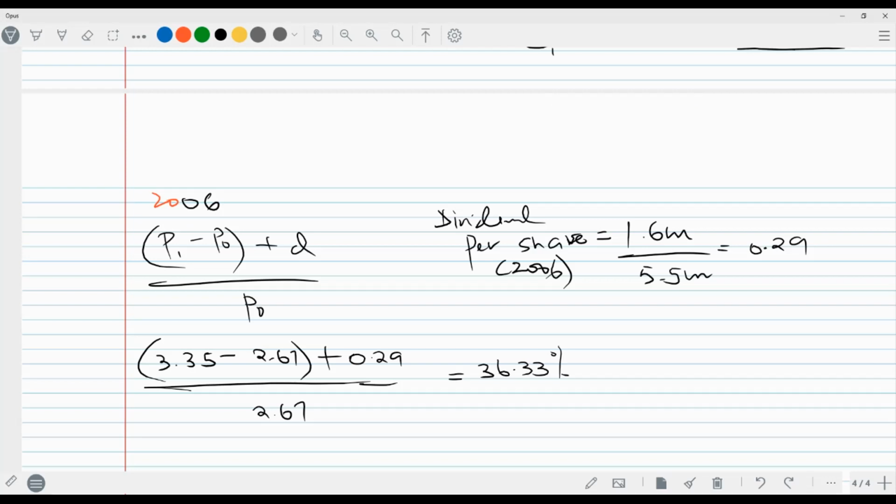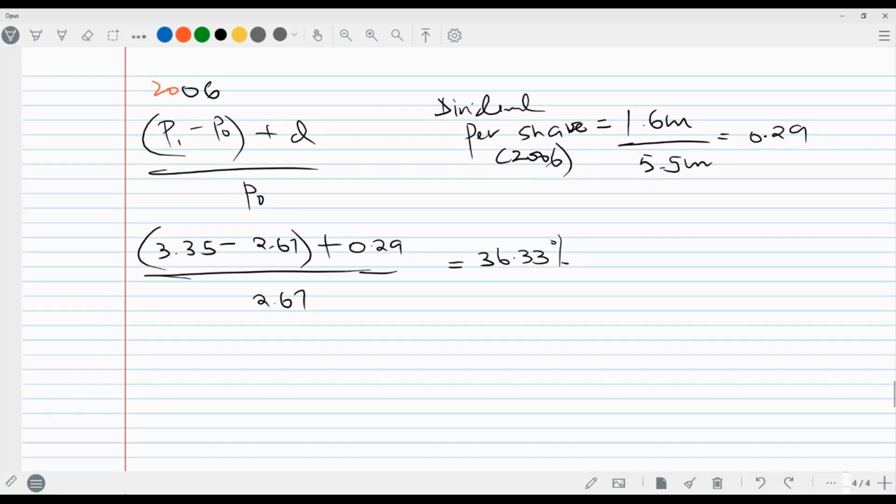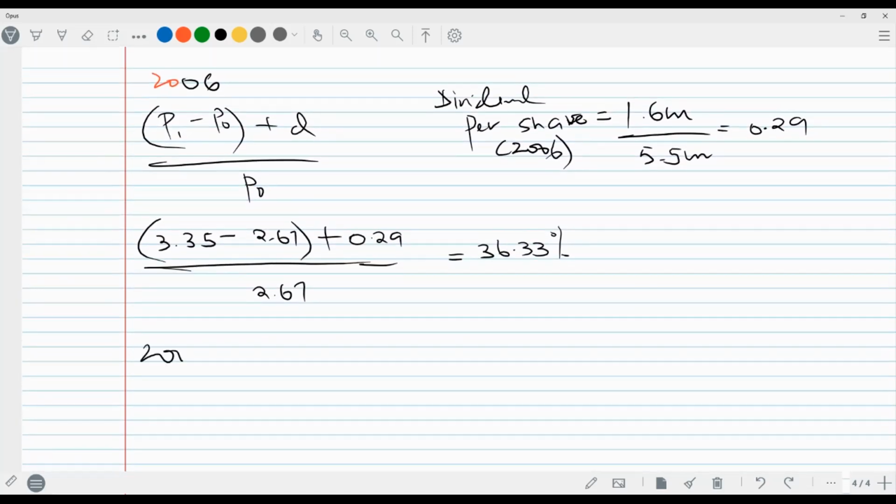Of course, I think we can make a comment: the return that was required was 14%, however what was actually received was 36.33%, way above what was required. You can definitely see that the company seems to be achieving the shareholders' objective. Anyway, that's for 2006. Let's see 2007.